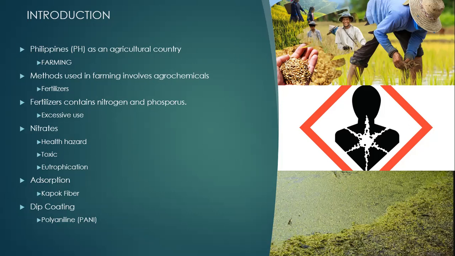Eutrophication is the process where the environment becomes enriched with nutrients, increasing the amount of algae growth, as seen from the picture here below. So, several studies have been conducted on the removal of nitrates in water, and adsorption is found to be a better choice among the other methods because of its efficiency and other promising capabilities. The adsorbent that will be used is kapok fiber, which has interesting properties, and this will be integrated with polyaniline via dip coating, and this will be further explained in the review of related literature.